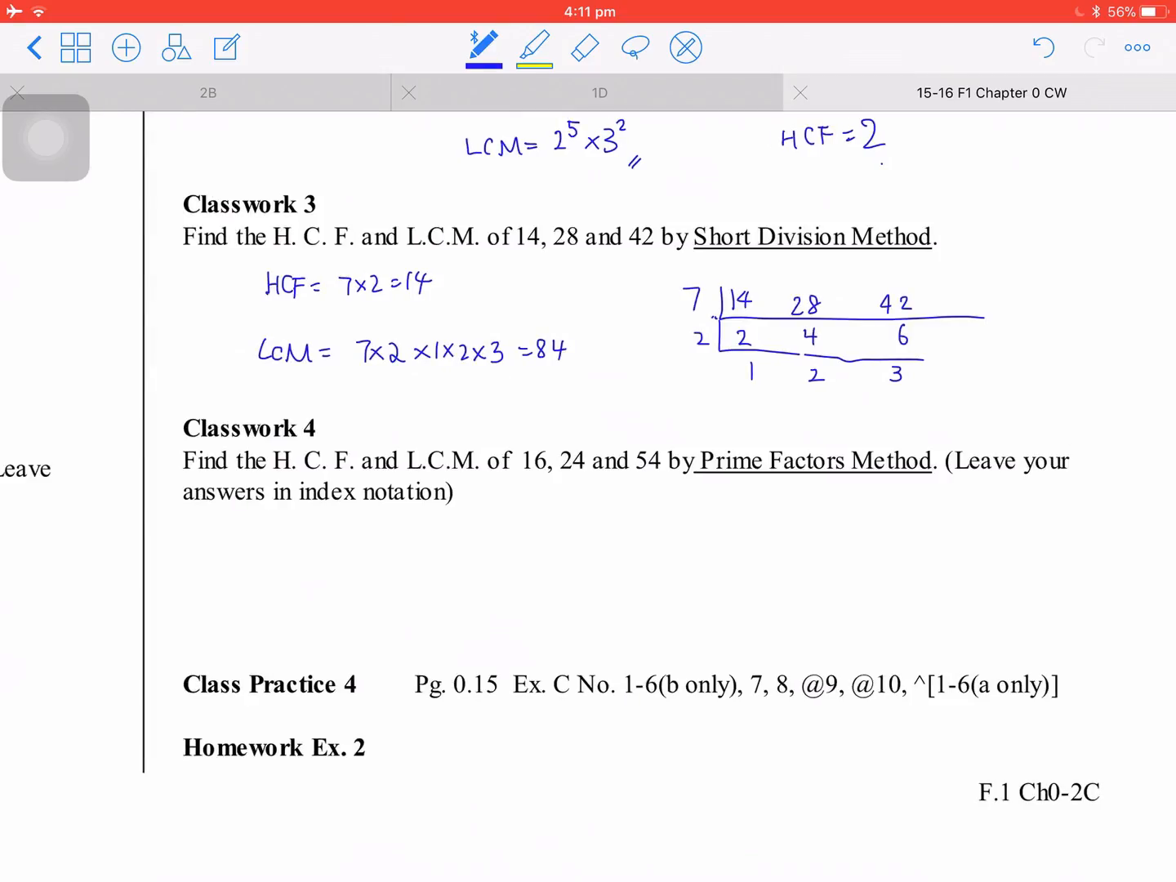Okay, so for the last question, if you are going to find it, again you are going to do something like this. So you have 2 to the power 3 times 3. And for 54, that is 2 times 27, and then you have 3 to the power 3. So for the LCM and HCF, first consider HCF, that will be 2. But for LCM, that will be 2 to the power 4 times 3 to the power 3. Okay, that's all.